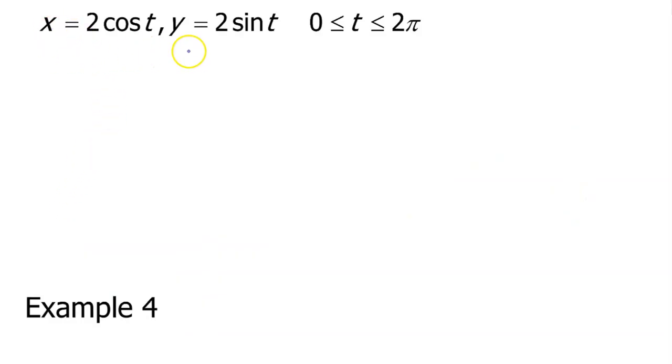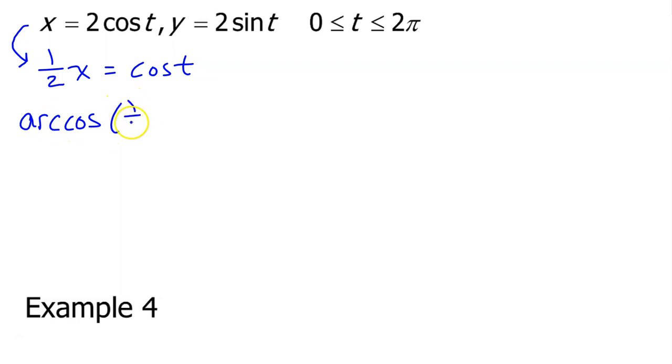Ooh, let's do a trig example. Let's isolate the t in the x equation, starting by dividing both sides by 2. So that will give us 1/2 x is equal to cosine t. We can isolate the t by doing the arc cosine of both sides of this equation. So we get arc cosine of 1/2 x is equal to t.